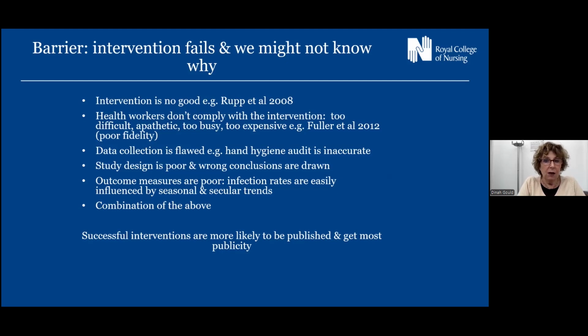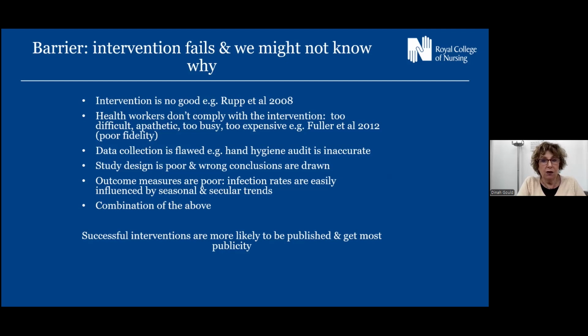The method of data collection might be flawed. Hand hygiene is often done very inaccurately. The study design might not be very good, and we might draw the wrong conclusions from it. Or the outcome measures might not be very good. Infection rates are very easily influenced, as we've said, or it might be a combination of all the factors. And that means that really doing a trial in infection prevention isn't often something that we can do very well. Successful interventions are more likely to be published anyway, and they get most publicity if they are published.